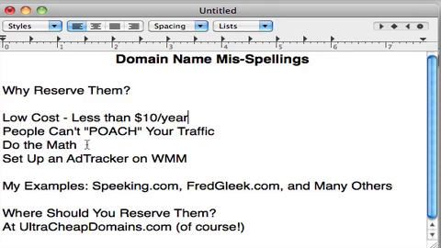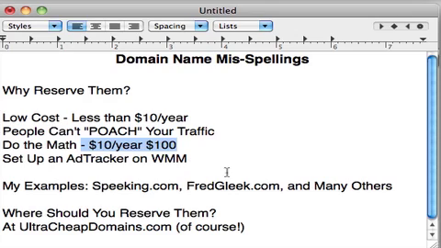So let's do the math here. Like I said, $10 per year, and let's just say that you are selling products that go for around $100, right? So how many orders does it take from someone doing a misspelling to eventually order something of yours to figure it out? Well, you can see right there that one person ordering your product for $100 once every 10 years will justify these numbers right here.